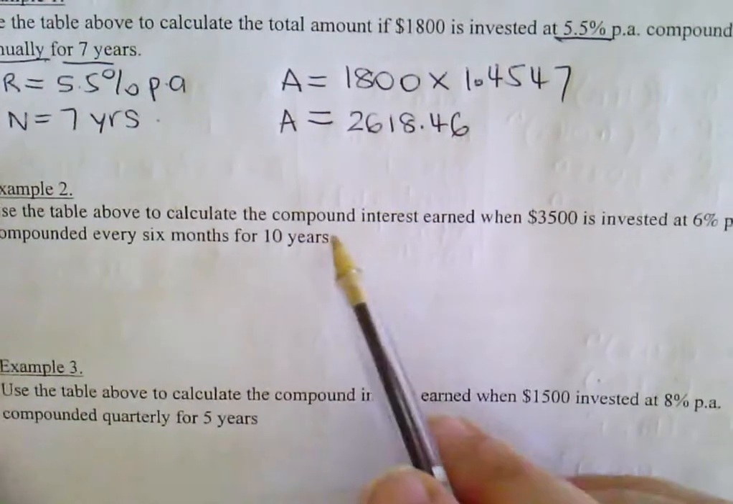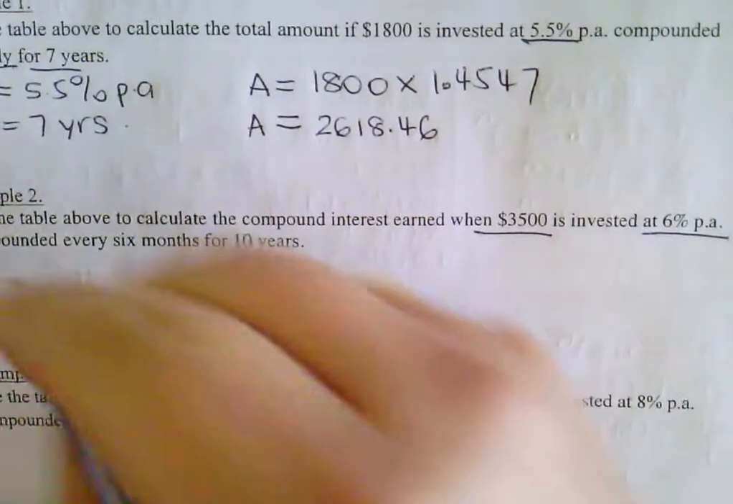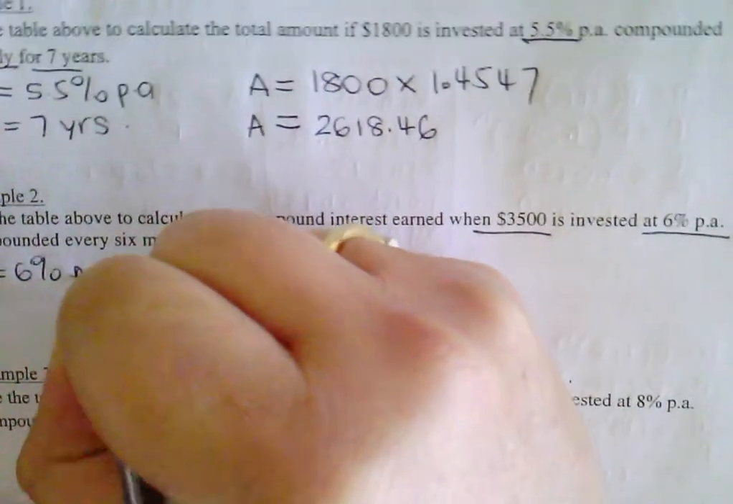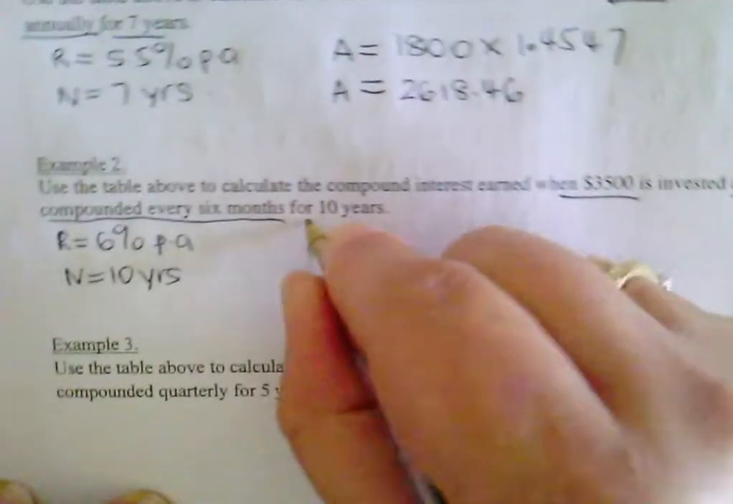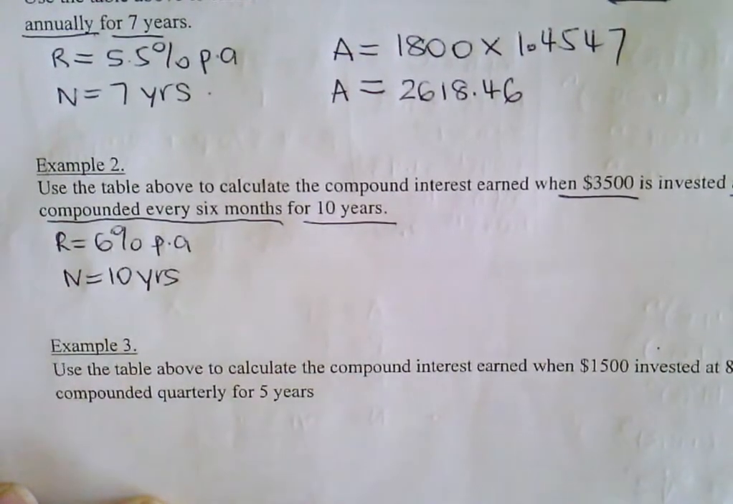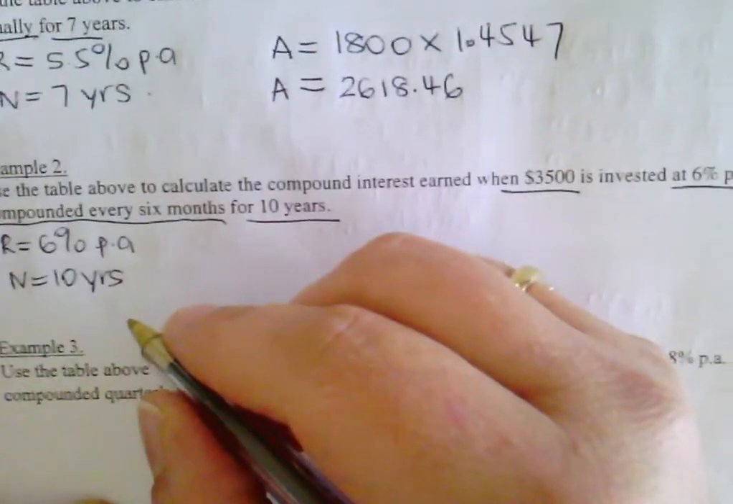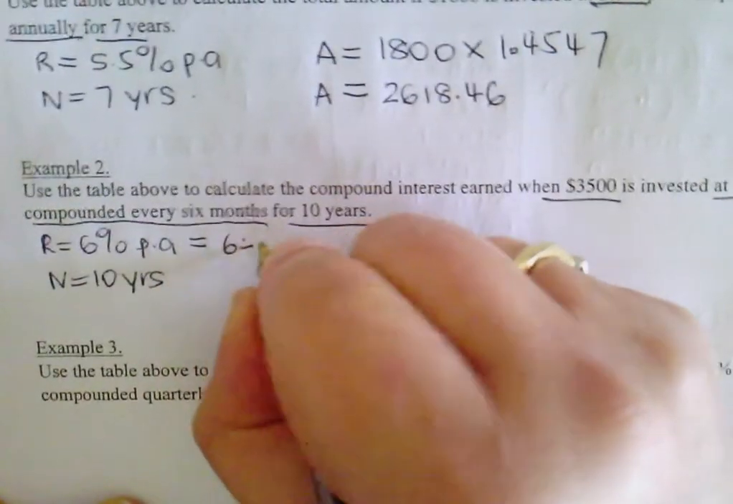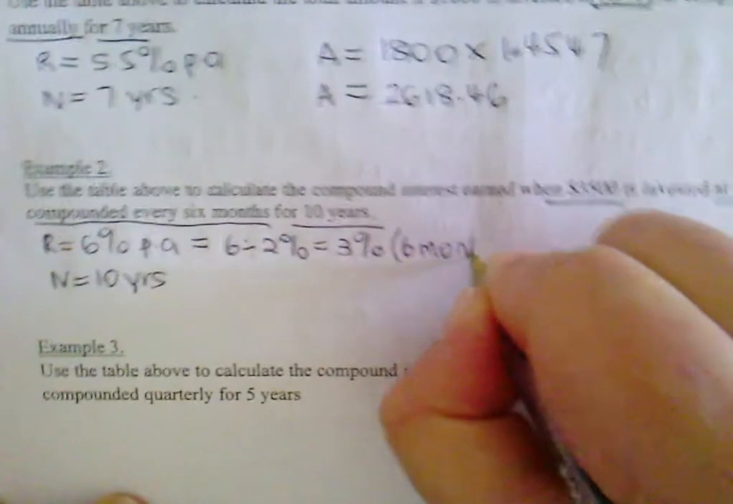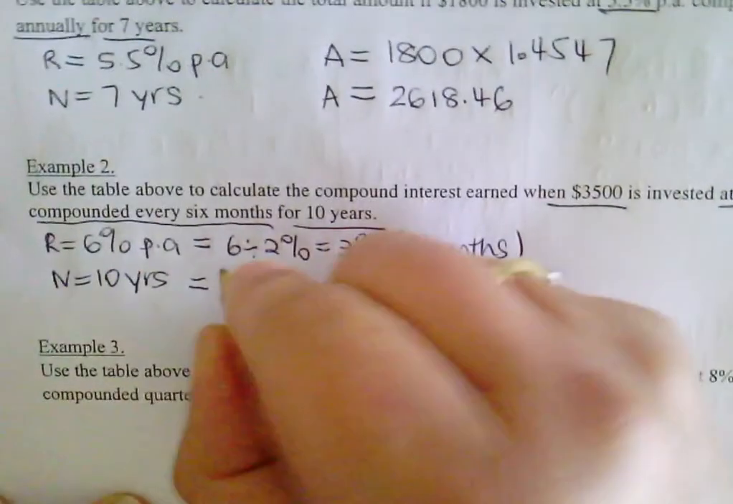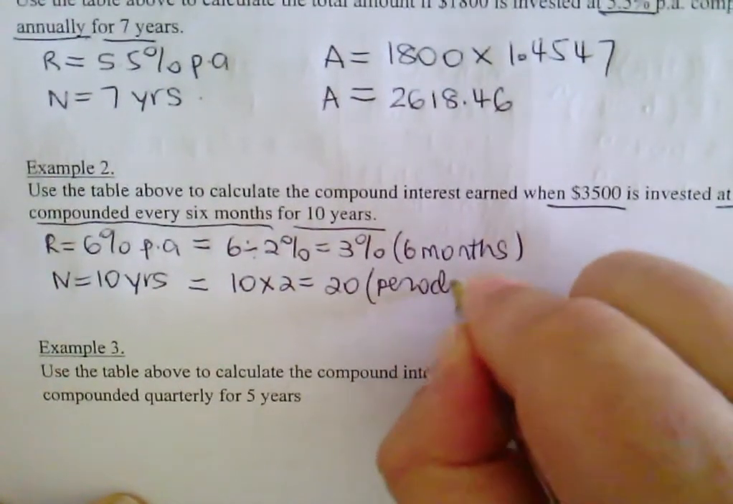Example 2, use the table above to calculate the compound interest earned when $3,500 is invested at 6% per annum. Be careful. Compounded every 6 months for 10 years. Problem? Compounding every 6 months. I do not look up 10 years 6%. What do I do? I divide the rate by 2. I'm looking up 3% for the 6 months. And my N is not 10, it's 10 times 2 is 20 periods of 6 months.